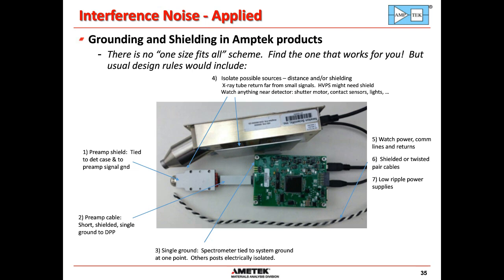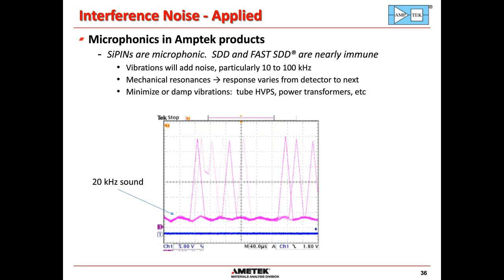The SDDs and fast SDDs are nearly immune to microphonics or acoustic vibrations, but silicon PINs, and even more so cadmium telluride detectors, are microphonic. Vibrations in the system will add noise, particularly in the 10 to 100 kilohertz range. Basically, these arise from mechanical resonances in the detector system, so there will be a response from one detector module to the next. So minimizing vibrations is very, very important.